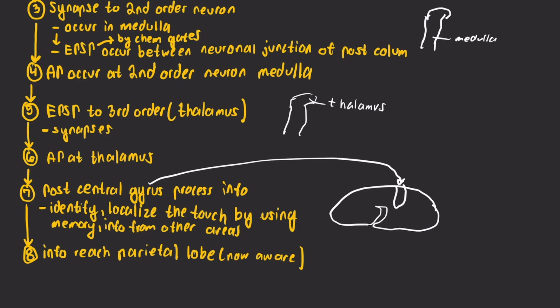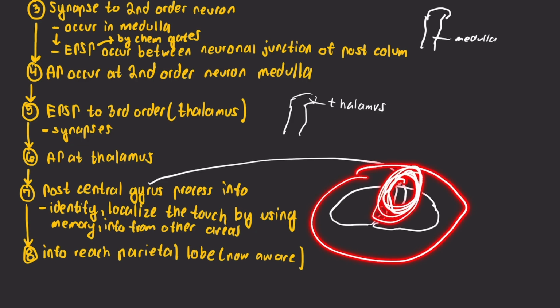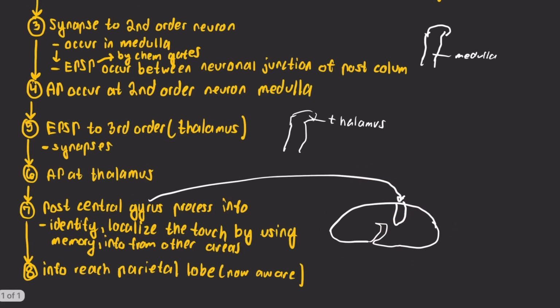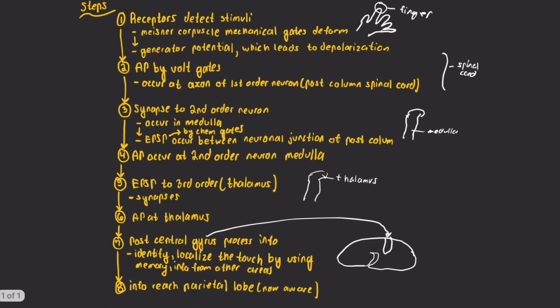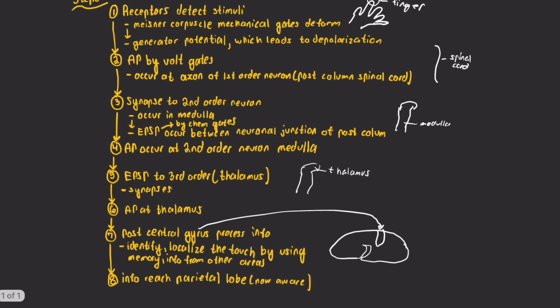Here we would be able to localize the touch by using memory and info from other areas of our body, and by using memory we could also recognize what we might have touched. So here, this is the brain, for example, and this will send all the way here to the postcentral gyrus, right over there. However, we will not be aware of this until later on, once it reaches the parietal lobe. So there is a whole physiological process that occurs just for touching something. That is how complicated human physiology can be.